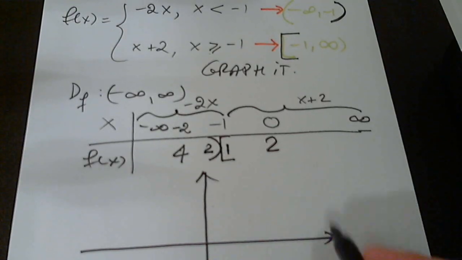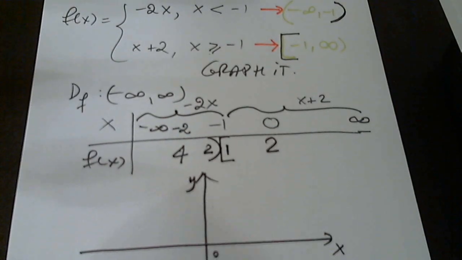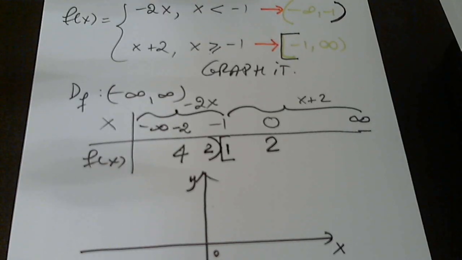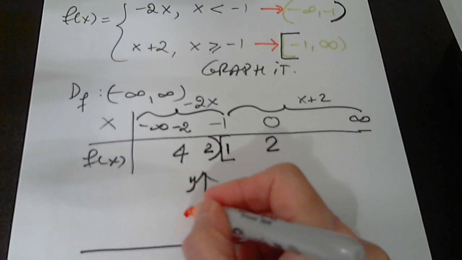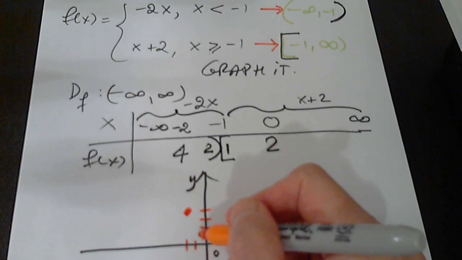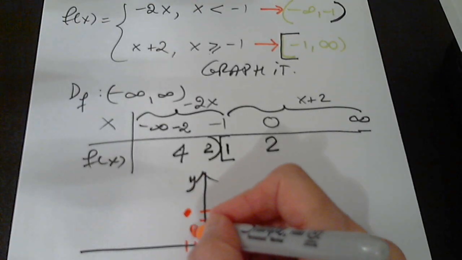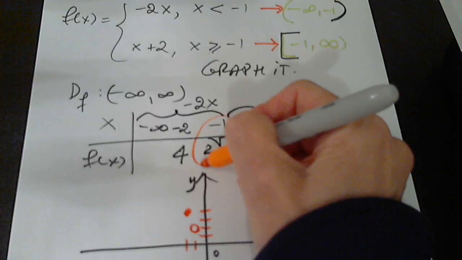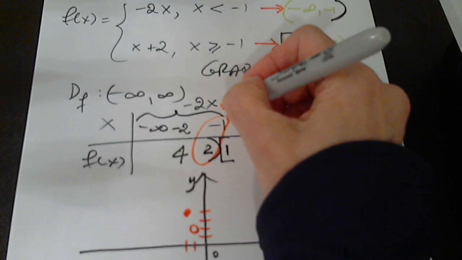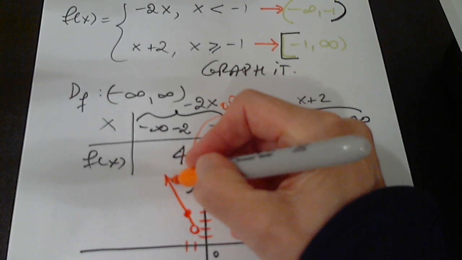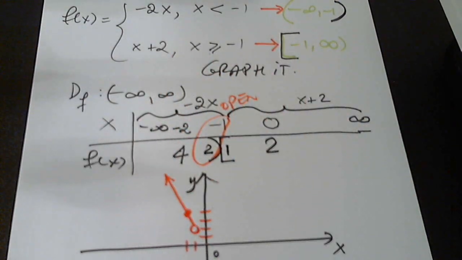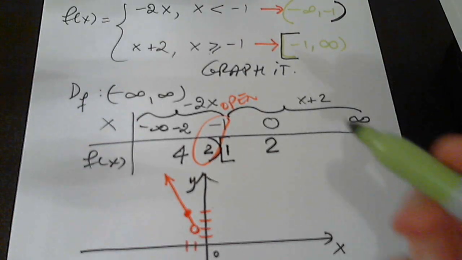I'm ready now. I will plot -2, 4. I will plot -1, 2 with an open point. Open. This is it. I'm done. Do not extend. Do not continue. We move on to the other branch.